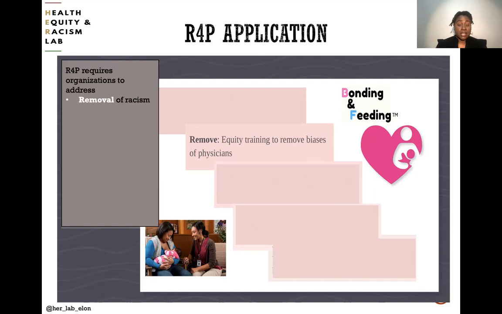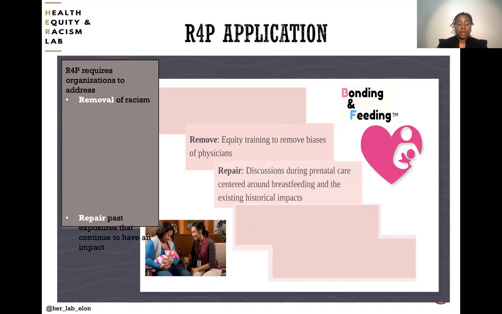that removal of racism or any other power imbalances at play. And so these students decided their main remove component was going to be equity training to remove biases of physicians and how the physicians might interact with populations within the hospital that they're providing care. So equity training consisting of a program requiring physicians, or other practitioners as well, to go to equity training. That was how they decided to incorporate the remove component of R4P.